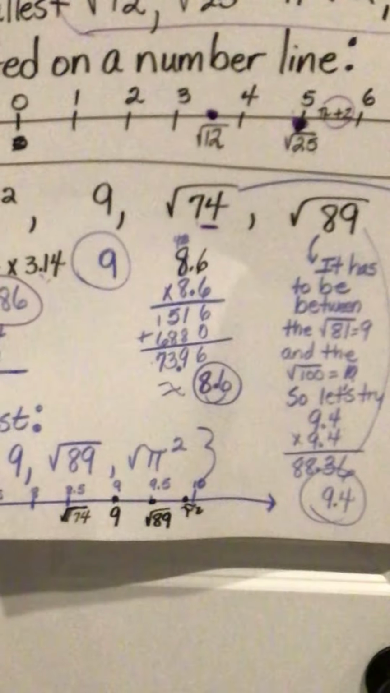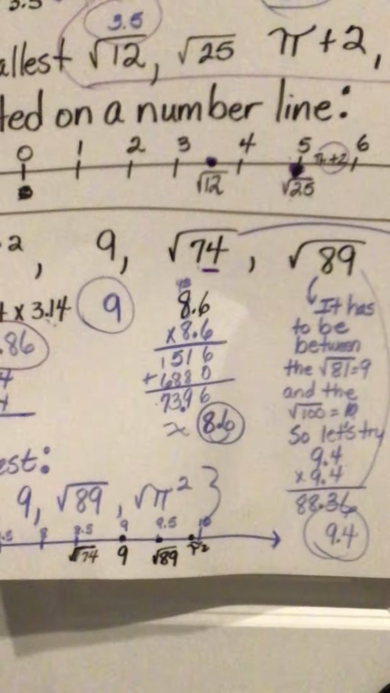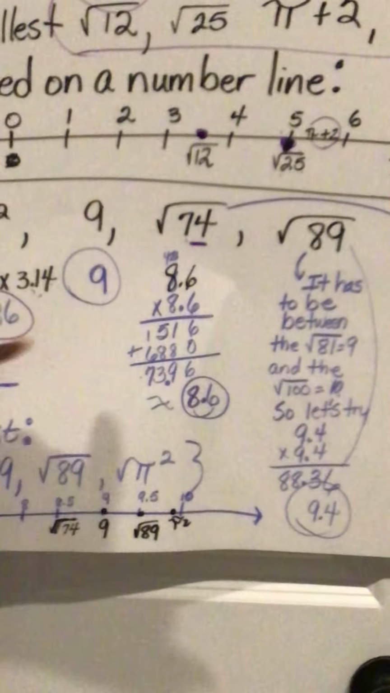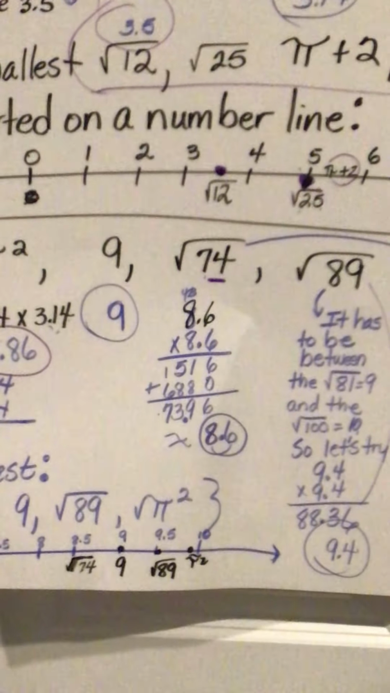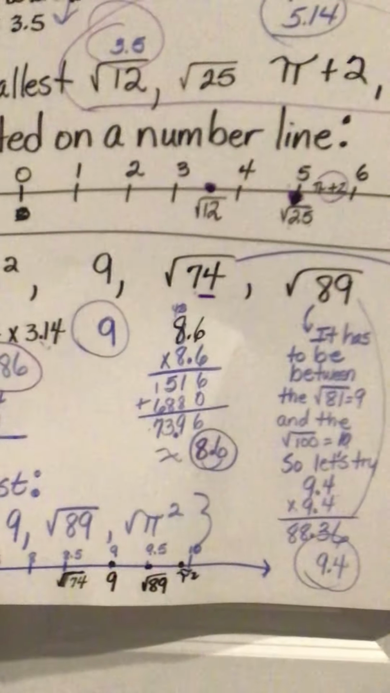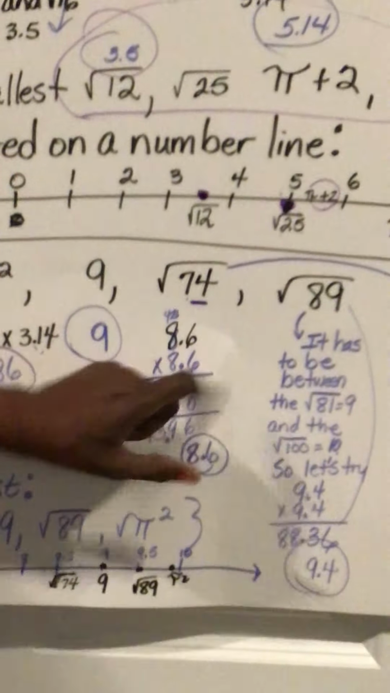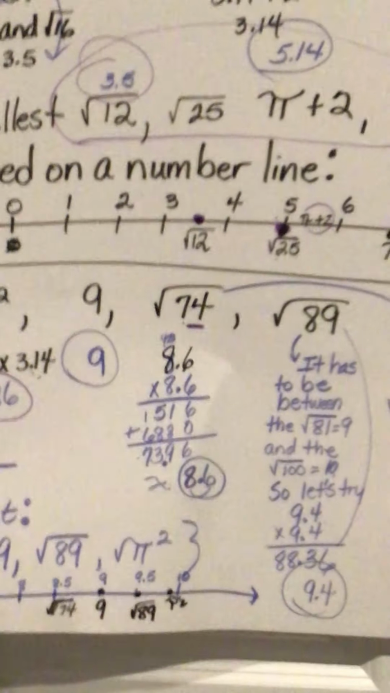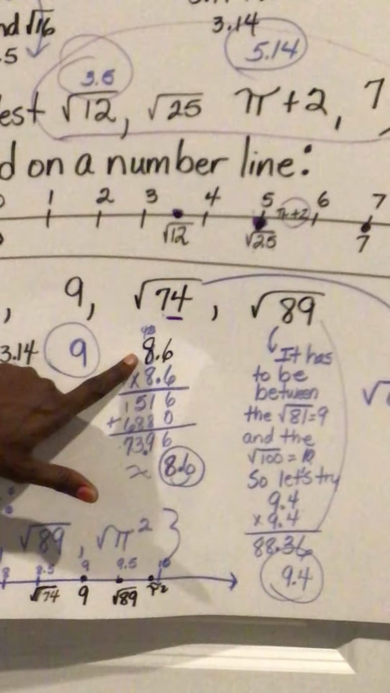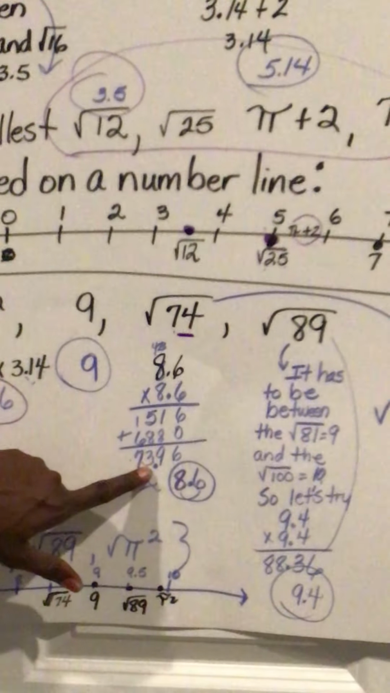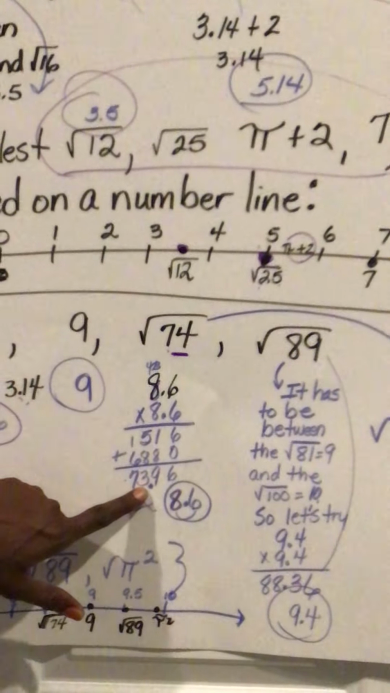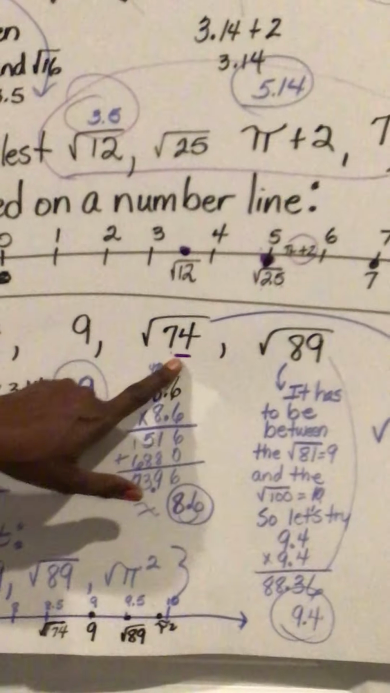Miss Eve, didn't you write it out right here under the square root of 74? I did, but why did I choose 8.6? Because that was the closest estimate to 74 without going over. That's the closest estimate without going over. Good, you are doing good with this. I even did the math for you, I broke it down for you right here.